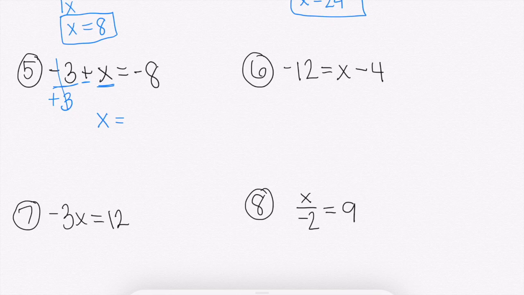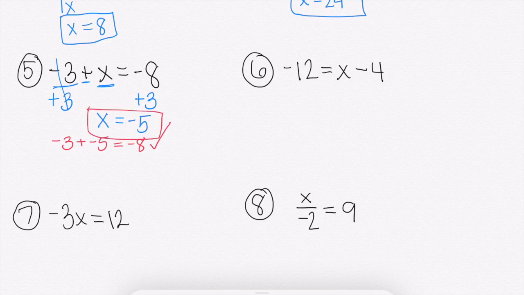So we added 3 on the left side. We're going to add 3 on the right, which negative 8 plus 3 would get us negative 5. If you need practice with your integers, adding and subtracting integers, I do have a couple of videos for that you could check out. And then we're going to go back in and check our answer. So negative 3 plus, instead of x, we're replacing it with what we think x is, which is negative 5, equals negative 8. Is that a true statement? Negative 5 plus negative 3 does get us negative 8. So we know we got the right answer.